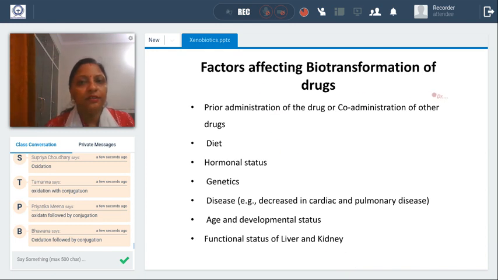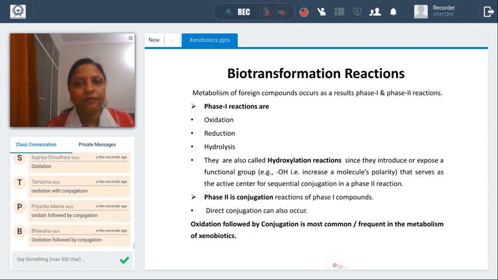These are the factors affecting biotransformation of drugs: diet, hormonal status, genetics, disease, age, development status, functional status of the liver and kidney. Phase 1 reactions: oxidation, reduction, and hydrolysis. Commonly, they are called hydroxylation reactions, with an OH functional group. And phase 2 is conjugation reaction of phase 1 compounds, or direct conjugation can also occur. So most important thing, oxidation followed by conjugation is the most common, most frequent biotransformation reaction in the metabolism of xenobiotics.